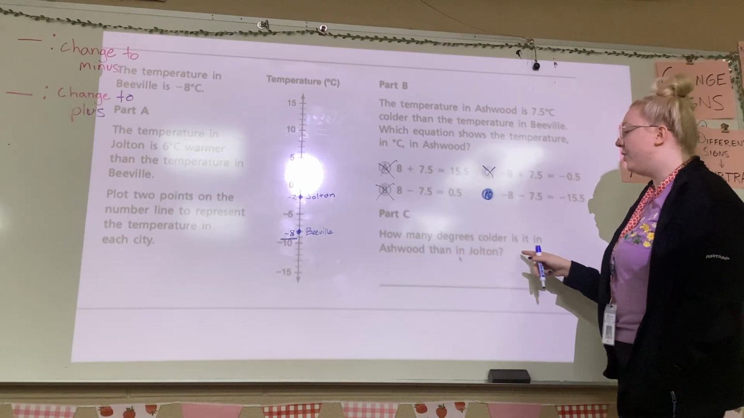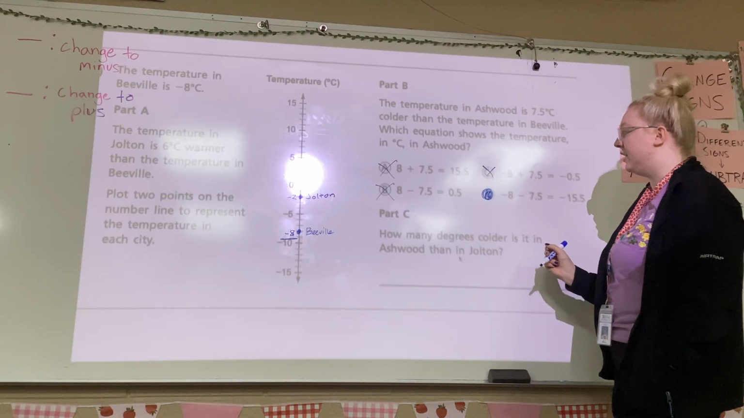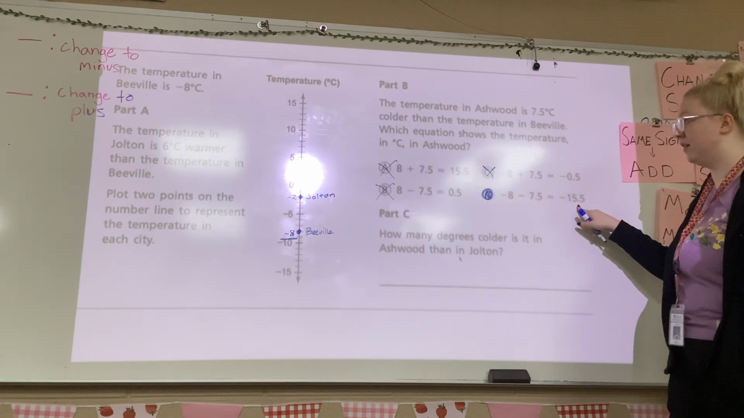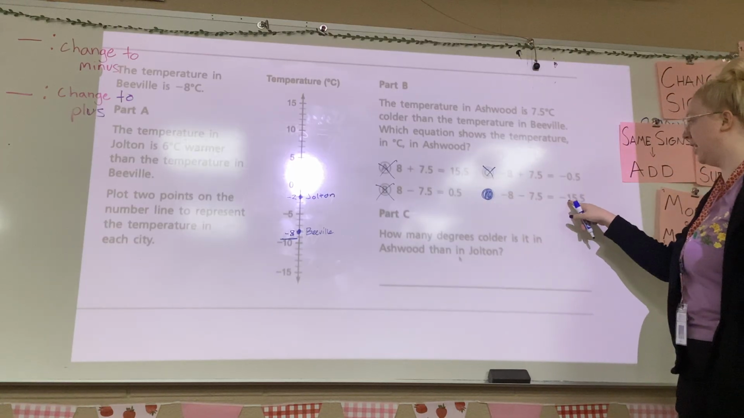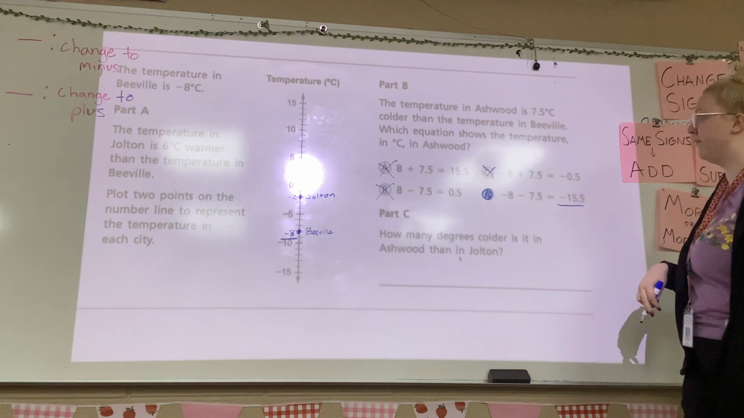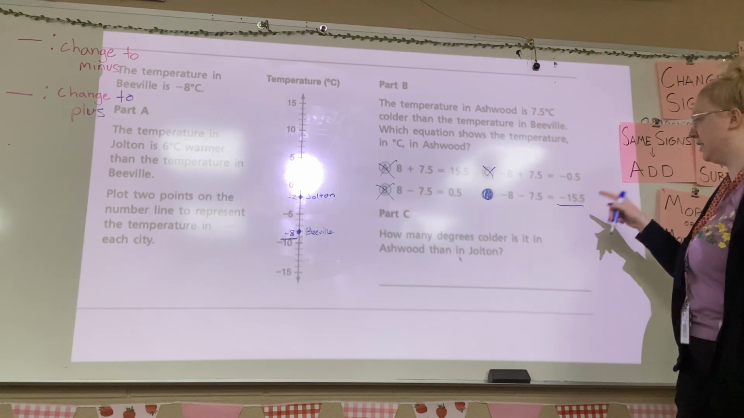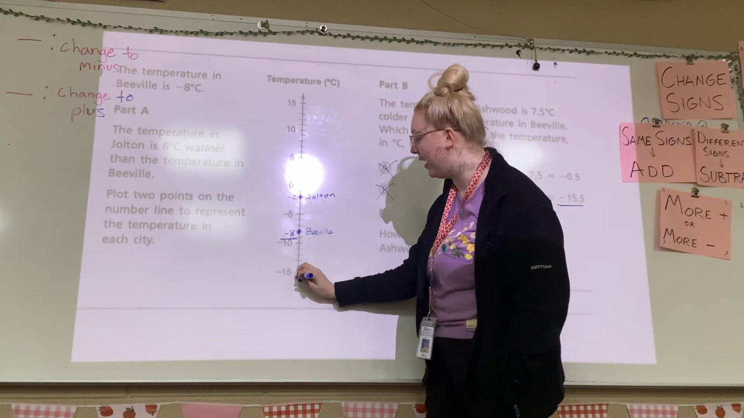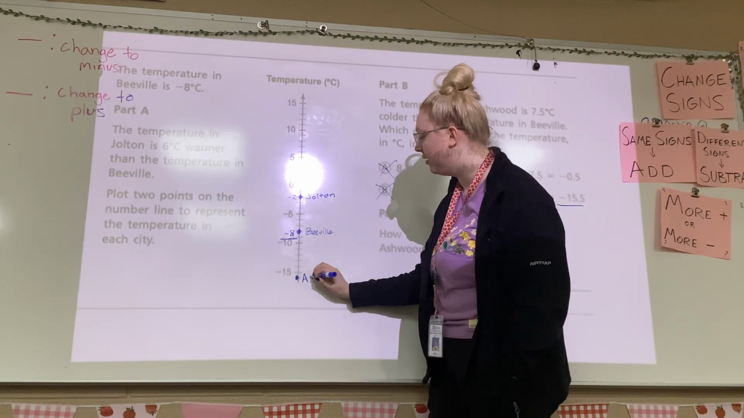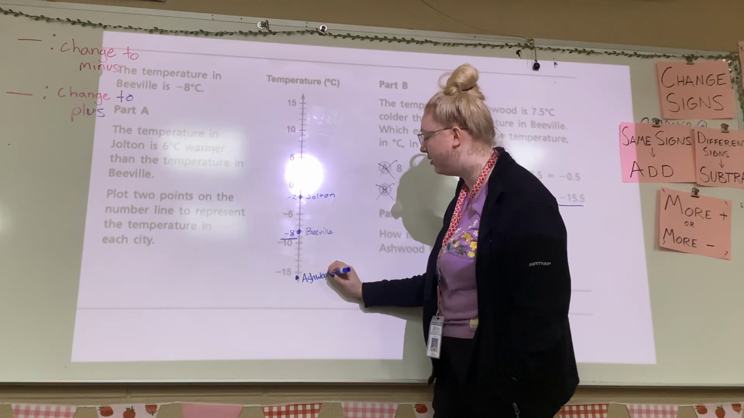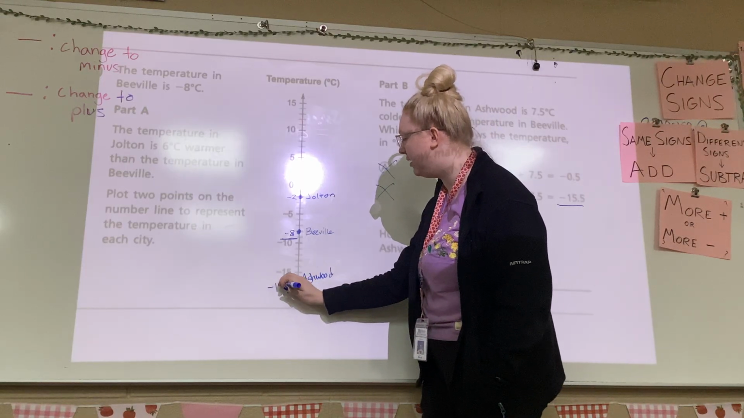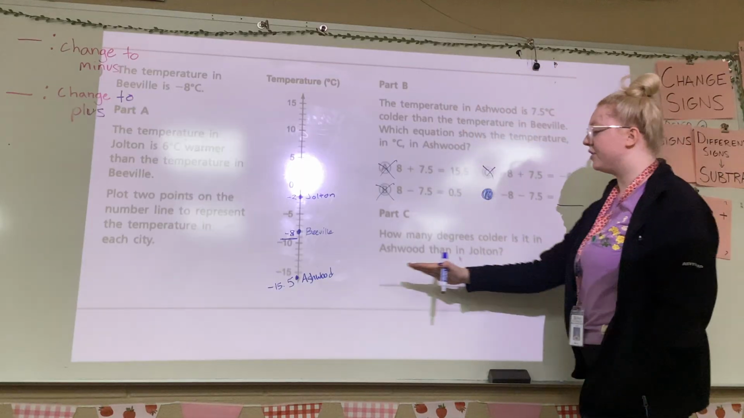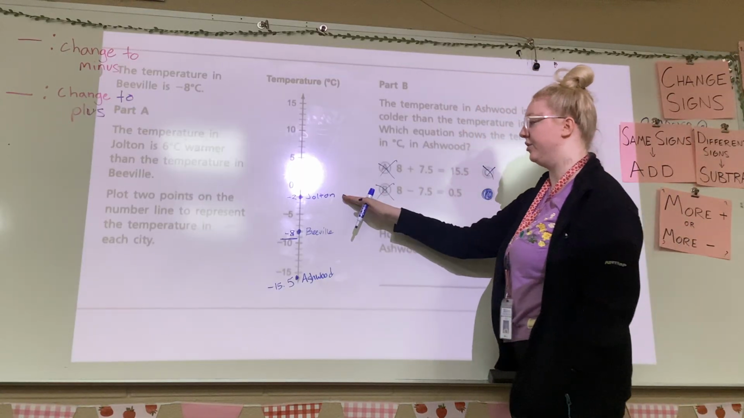How many degrees colder is it in Ashwood than Jolton? To find this out, I would plot what we got here back on our number line, our temperature. It equaled -15.5, that's the temperature of Ashwood. -15.5, that is way down here. Ashwood. They want to know how many degrees colder Ashwood is than Jolton.